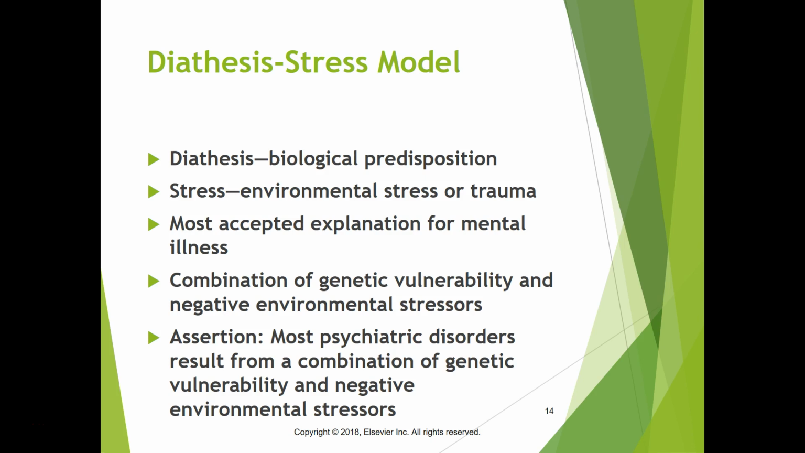So we look at the diathesis stress model, and diathesis means the biological predisposition. So usually the genetic predisposition or the imbalance of a person's neurotransmitters in their brain, and then stress. So that would be the environmental stress or trauma. And that is the most accepted explanation for mental illness, that it is a combination of the genetic vulnerability and negative environmental stressors. And those negative environmental stressors really could include just about anything.